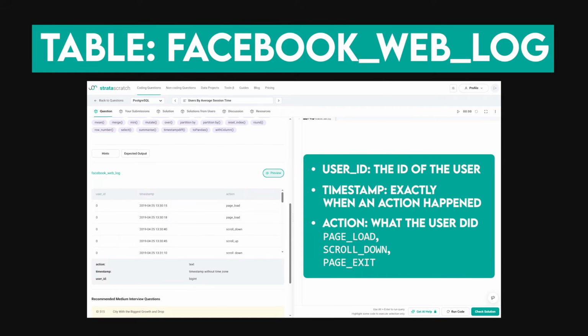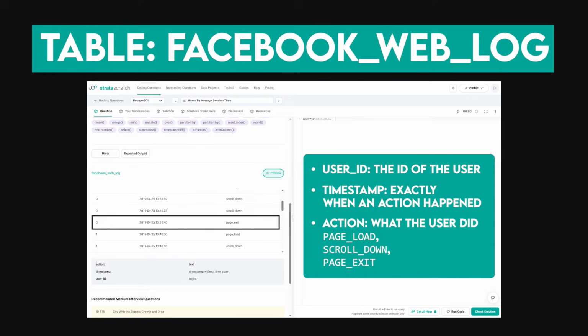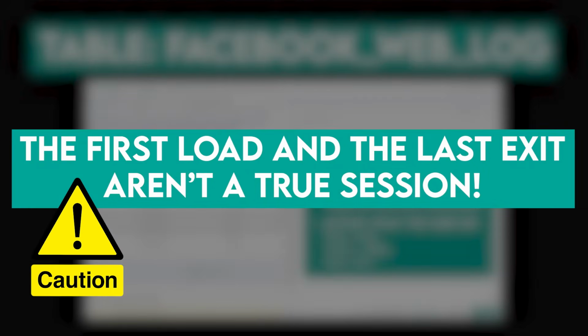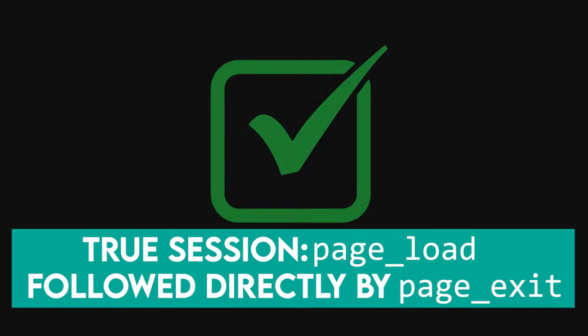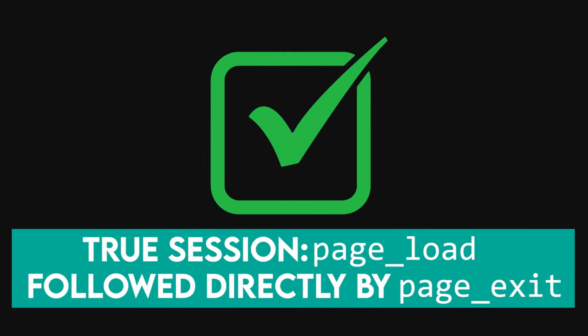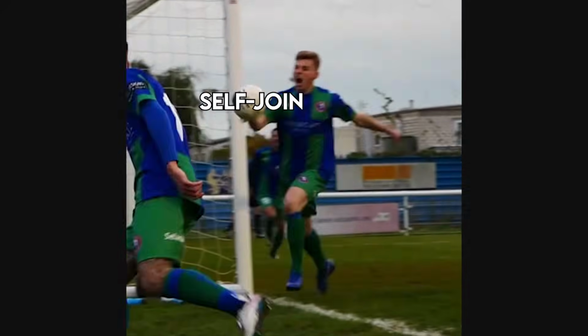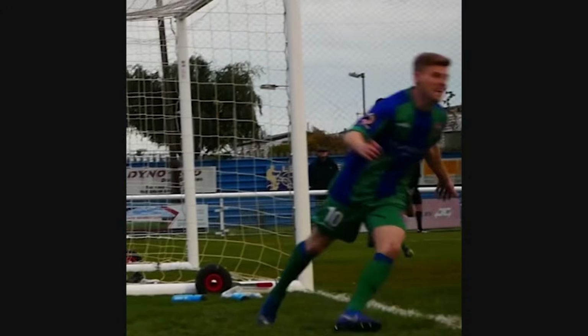Now, here's the catch. Look at the data for user ID 0, for example. Notice they have multiple page load events, sometimes seconds apart, before a single page exit. A session isn't just the first load and the last exit. A true session is a page load that is followed directly by a page exit. A clunky self-join would struggle with this, but our window function will handle it perfectly.